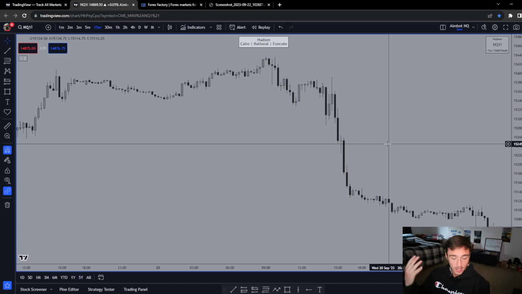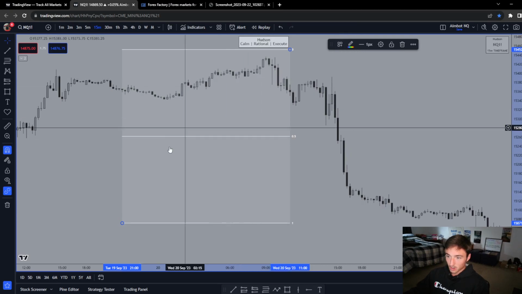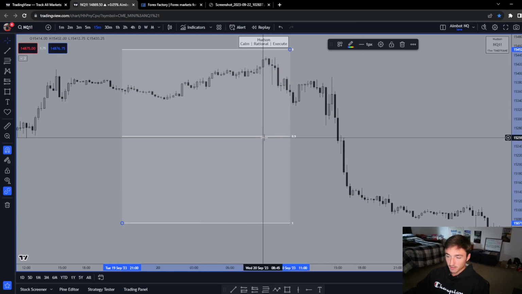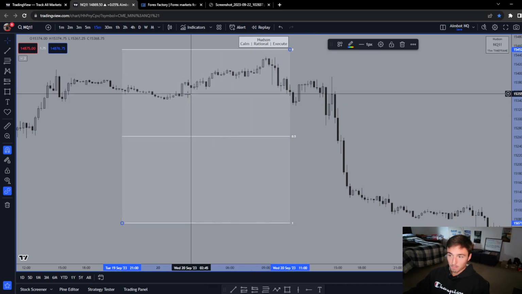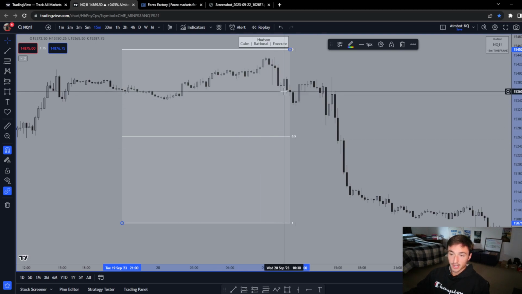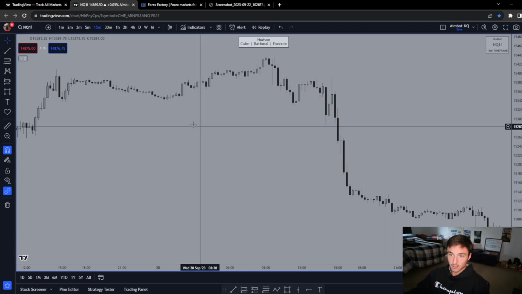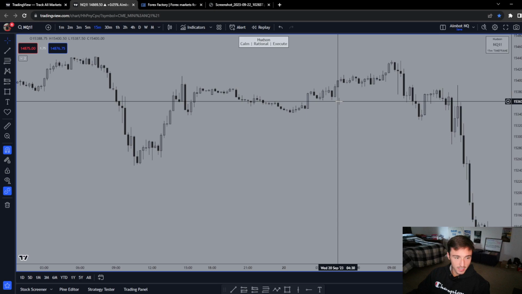But other than that, I hope you guys start to understand how we are finding draws on liquidity, how we are finding imbalances to trade off of, because we want to be trading things that are in a premium or a discount. So a premium is above 50% of the dealing range, discount is below 50% of the dealing range. We only short in premium and above midnight open. We only buy in discount, below 50%, or below midnight open. If you do that, your win rate will probably skyrocket.